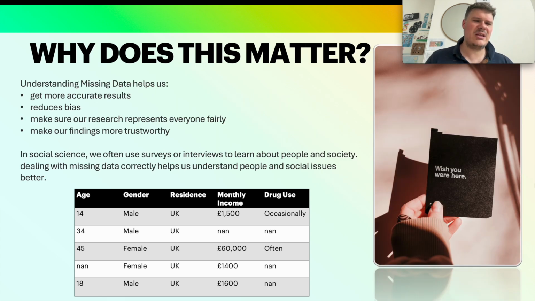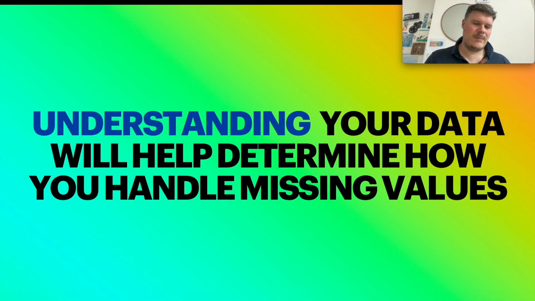So why do missing values matter? Well, understanding why data is missing helps us get more accurate results. It reduces bias, it makes our research more representative and equal. It also makes our findings more trustworthy. As mentioned, missing data is completely common in social sciences. We just need to learn how to deal with it. So, again, a point I made early on in the previous video on cleaning data is you do need to understand your data. You need to understand what it's telling you and why data might be missing.